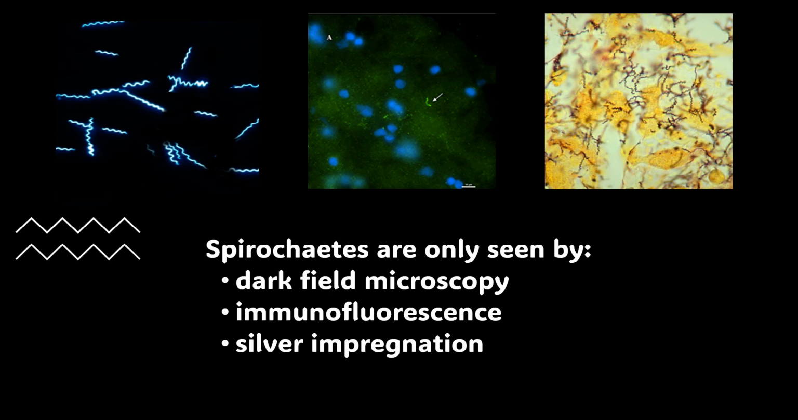Since spirochetes are very thin rods or bacilli, they are poorly stained by the Gram stain. This is why spirochetes are only seen by dark field microscopy or immunofluorescence or silver impregnation.